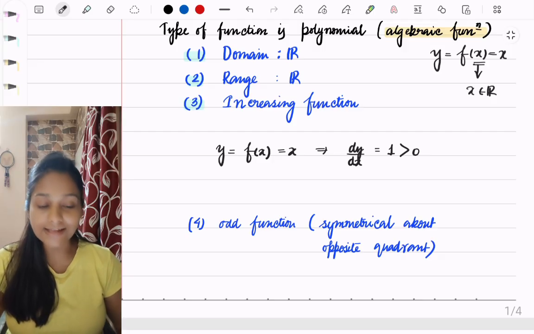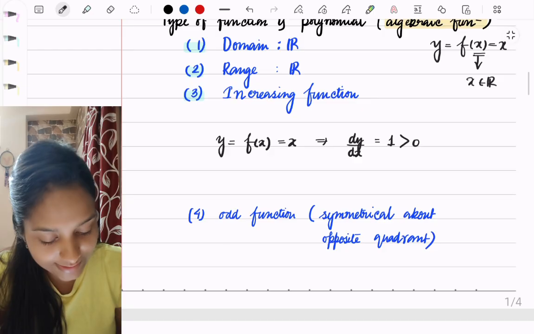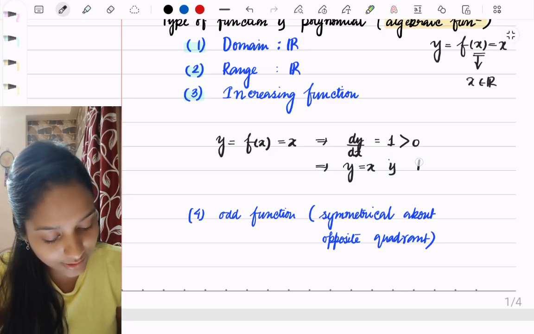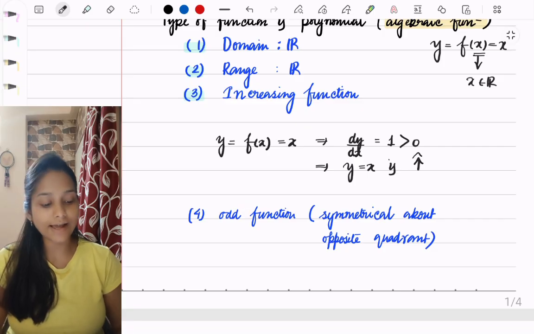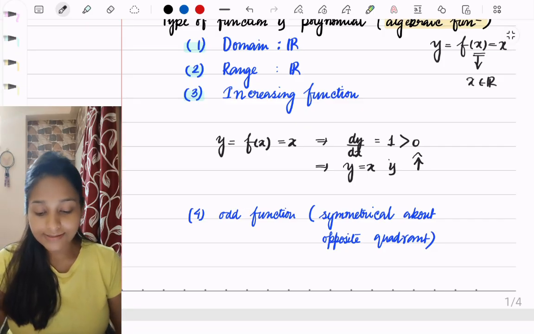So in this case, as dy/dx is greater than 0, from here we can say that y equals x is a strictly increasing function. This sign I will use for the strictly increasing function. Next is the odd function.